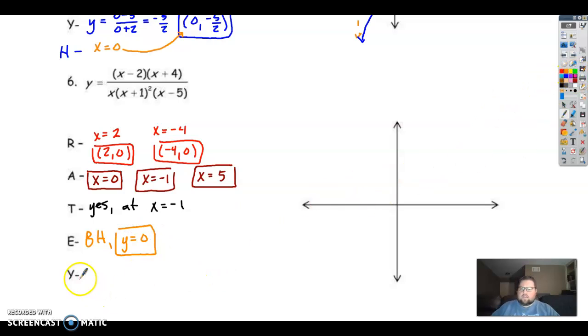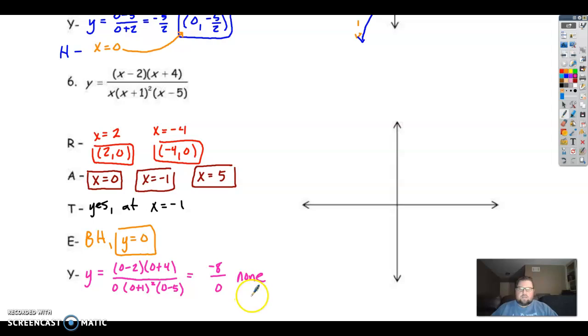Alright, and lastly, our y-intercept. Y equals 0 minus 2 times 0 plus 4 over 0 times 0 plus 1 squared times 0 minus 5. Alright, so this is negative 2 times 4 is negative 8, and this is 0 times, and it doesn't really matter what the rest of this is. If we're multiplying by 0, we're going to get 0. And we're not allowed to get something over 0, so that means there is actually no y-intercept.